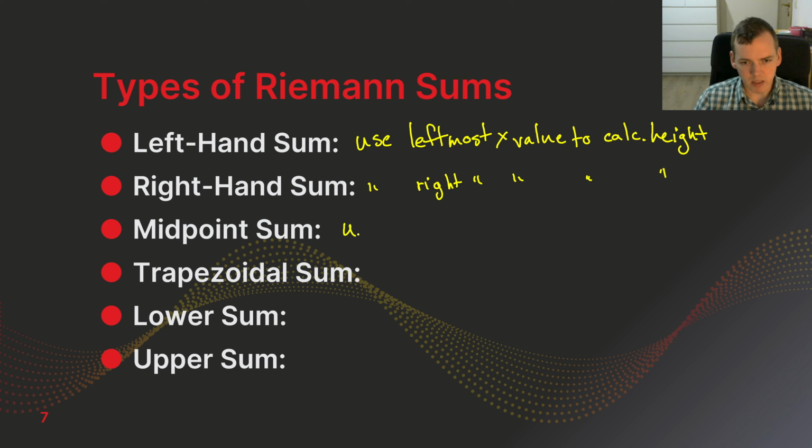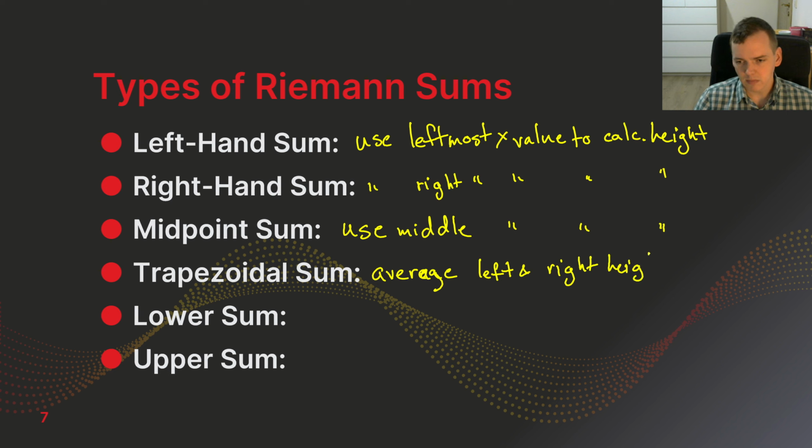The midpoint sum is use the middle x value to calculate the height. Trapezoidal sum is to average left and right heights. Lower sum is use the smallest height. And upper sum is to use the largest height. And these are the heights of those rectangles.